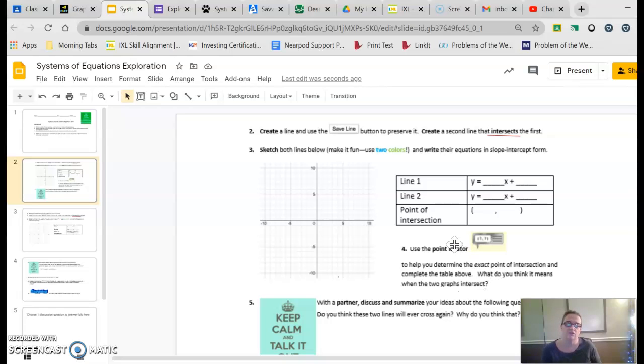So step 4 tells you to use the point locator. And they put a little picture of it, but I'll show you back in the tool.